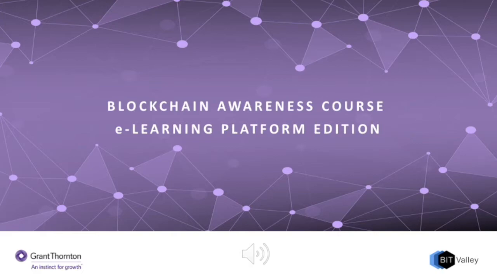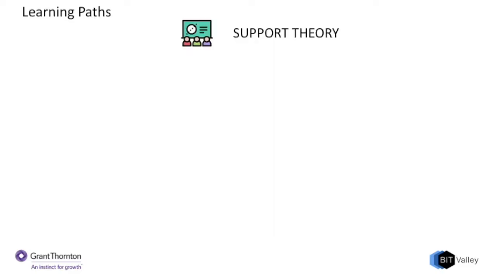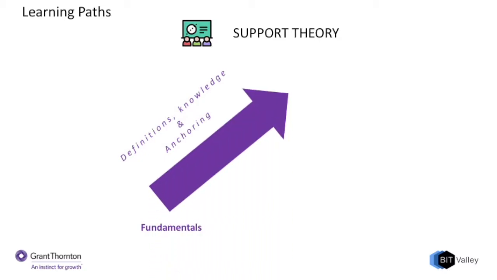In this course, you will learn the basics of the blockchain and how it will change the world by technological means. This course consists of 9 definitions, knowledge, and anchoring for supporting theory. The first activity consists of blockchain fundamentals. To understand this technology, we believe that having this chapter will give you a first touch of what blockchain is.